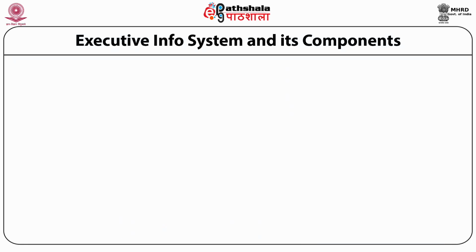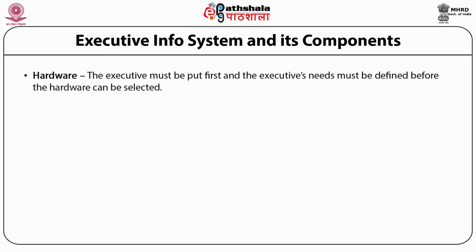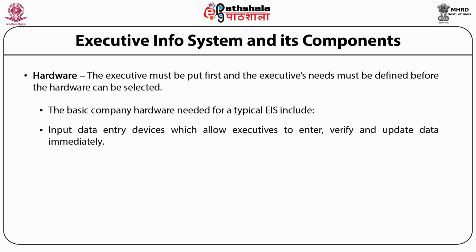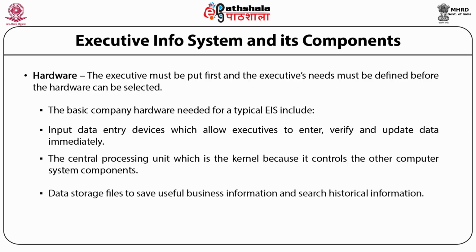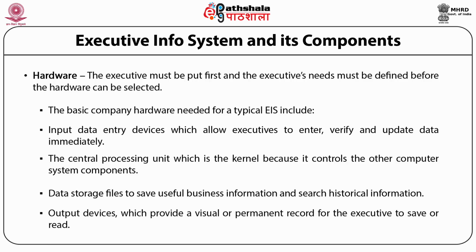Executive information systems. Firstly, let's take into account the hardware. The executive must be put first, and the executive's needs must be defined before the hardware can be selected. The basic hardware needed for a typical EIS includes input data entry devices, which allow executives to enter, verify, and update data immediately; the central processing unit, which is the kernel, because it controls the other computer components; data storage files to save useful business information and search historical information; and output devices, which provide a visual or permanent record for the executive to save or read.